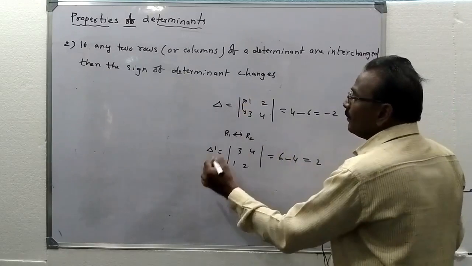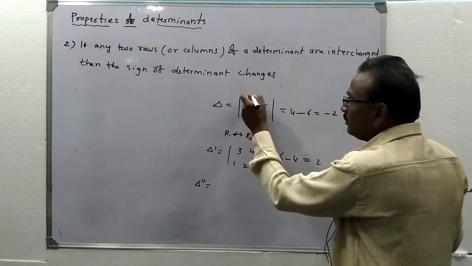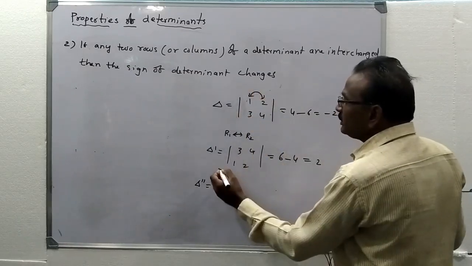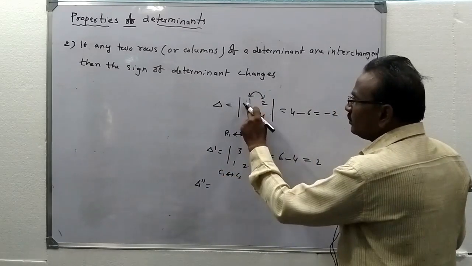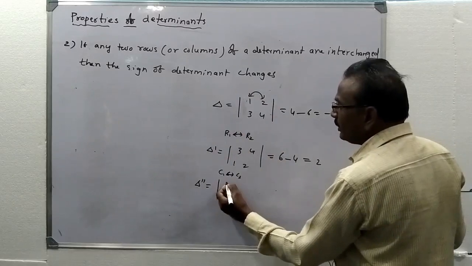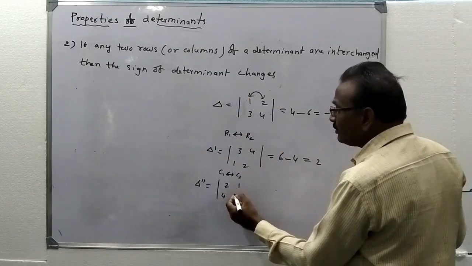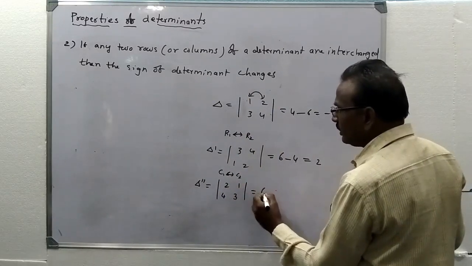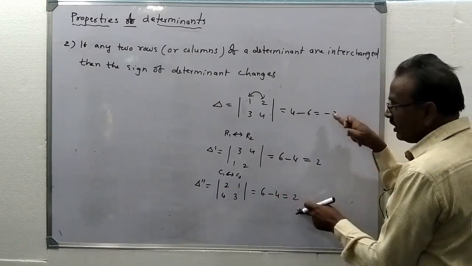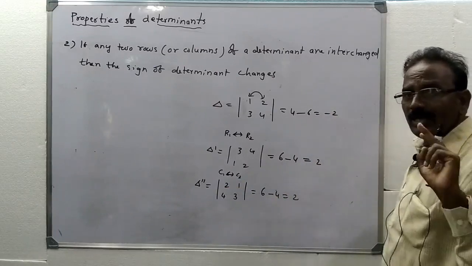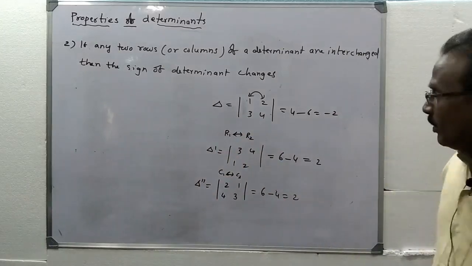Suppose delta double dash, interchange two columns, apply C1 interchange C2. So the first column and second column are interchanged. That means two columns are interchanged. That is 2 into 3 is 6 minus 4, the value is 2. Again the sign of determinant changes, minus 2 becomes plus 2. So when we interchange two rows or two columns, the sign of determinant changes. That is property 2.